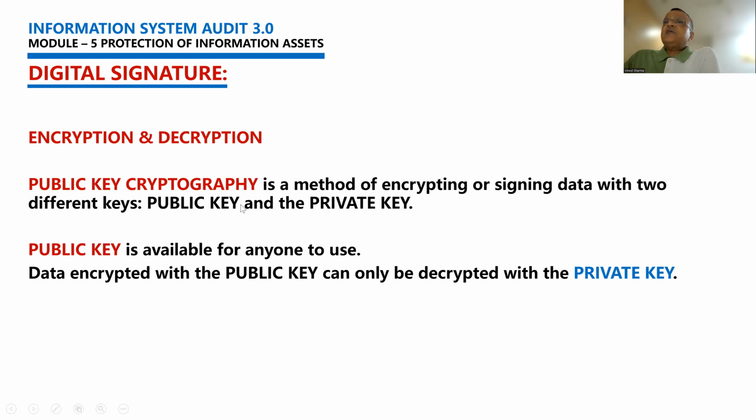Public key cryptography is a method of encrypting or signing data with two different keys. One is the public key and the other is the private key. As I mentioned, when I was encrypting my message, I used my private key, and this was one method. The public key is available to anyone, and data encrypted with the public key can only be decrypted with the private key. I can encrypt with my private key and ensure that the public key is available to every person who wants to decrypt it, right?